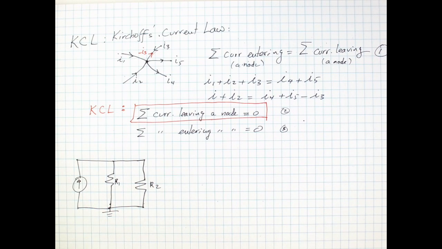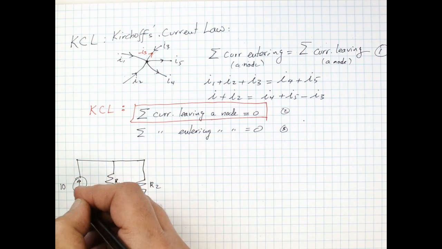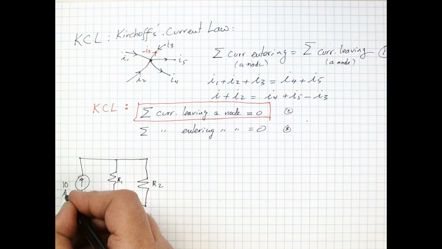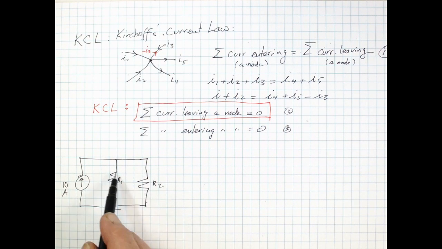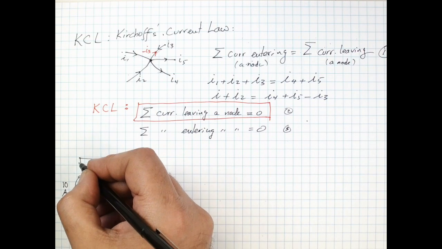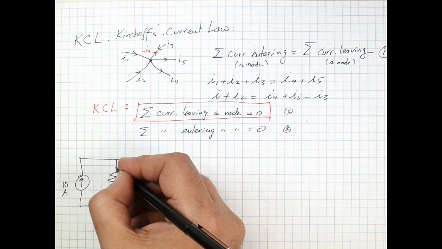Okay, so I'm going to draw a circuit. I just did. So let's say you've got a current source with 10 amps flowing. We want to know how this current essentially divides between these two resistors. So, intuitively, this current comes in, and some of it goes through R1, some of it goes through R2.